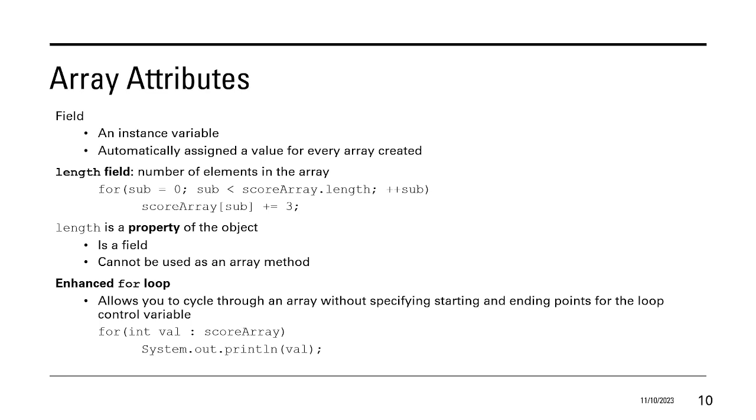An enhanced for loop allows you to not worry about the index of the array. You can cycle through the array without giving a specified start and ending point as a loop control variable. It just iterates through every value in the array.